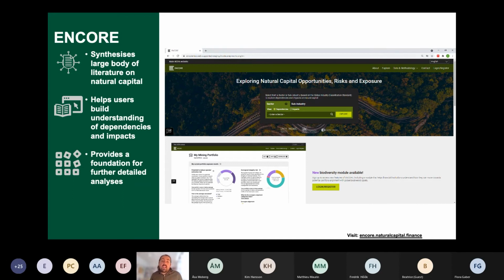By combining this data and the materiality ratings it provides with financial portfolios, it allows large-scale analyses of the dependencies and impacts of financial portfolios on nature. If you go to the next slide, please.